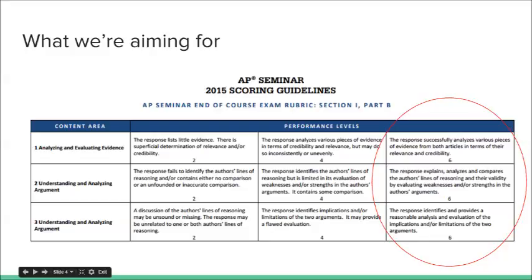In short, evaluating an argument is about understanding and comparing the 2 authors' arguments, assessing the validity and credibility of each, and identifying strengths and weaknesses.